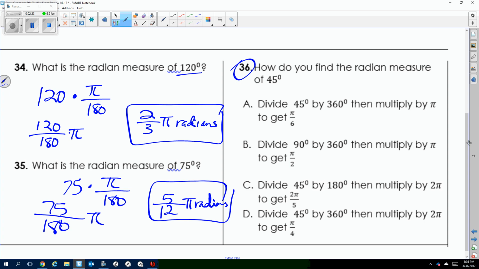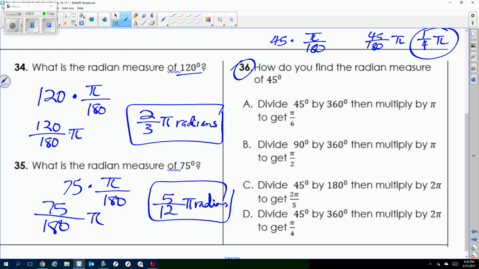Now, let's do how we would normally do it. We would take the degrees and multiply by pi over 180. I know none of those said that, but let's just work it out. If we do 45 times pi over 180, that's the same thing as 45 over 180 pi. If we simplify that, that comes out to be 1/4 pi. That's the answer we're looking for.